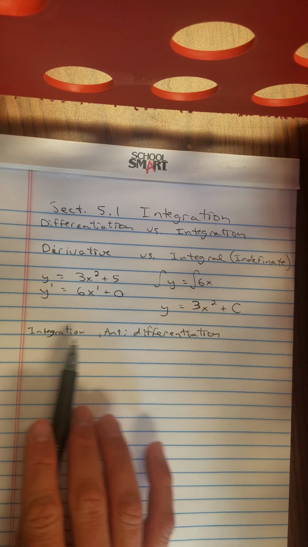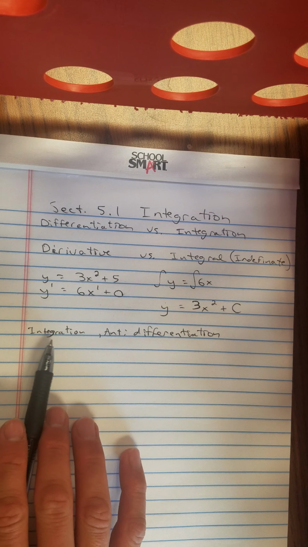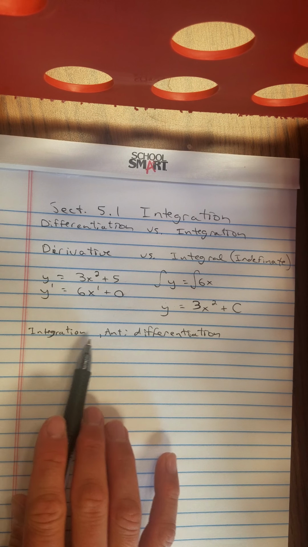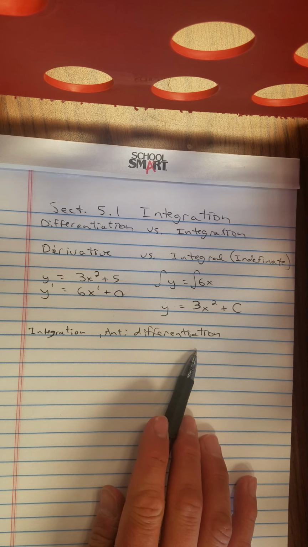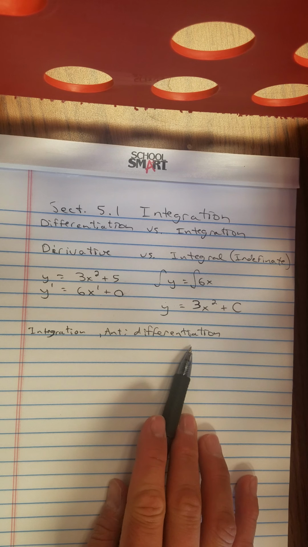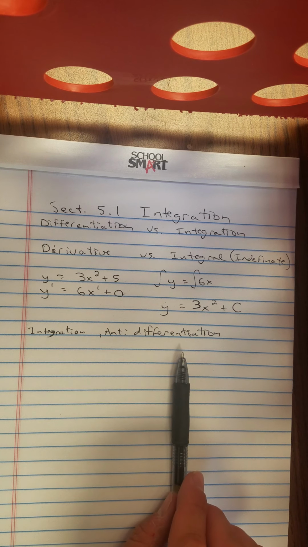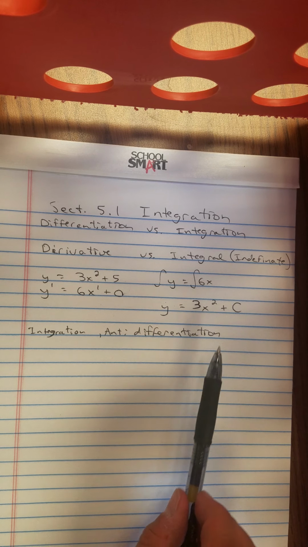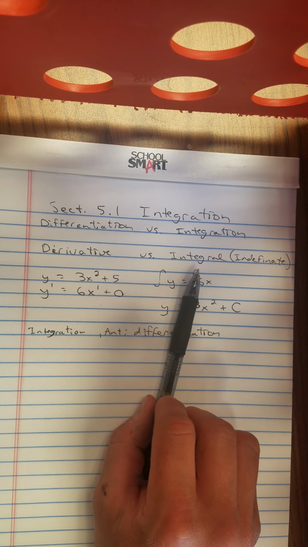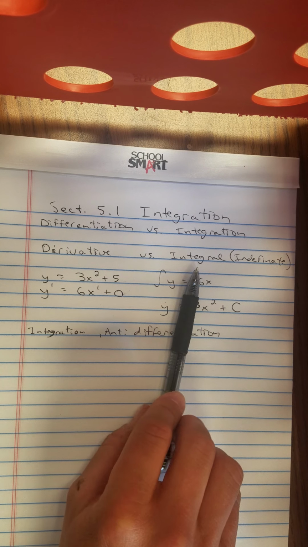We have integration and anti-differentiation. You can integrate, you can anti-differentiate. You can find an integral, you can find an antiderivative. They all are synonymous. They all mean the same thing, okay? So on your assignment today, they might use these words interchangeably. They might not say find the indefinite integral. They might just say find the antiderivative, okay? It's just the opposite of differentiation.